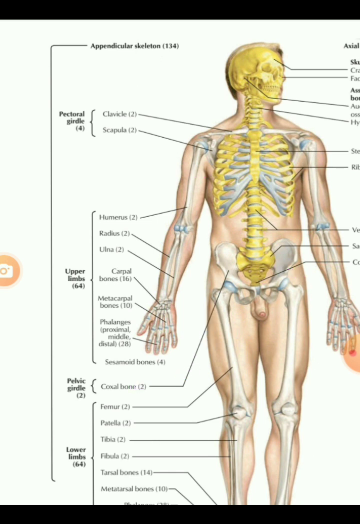Okay, so let's start with the upper limb bones. In the upper limb we are having one humerus on the right side, one on the left side. This is how we have two humerus, and radius and ulna on both sides, so two each. So this is the radius on the right side and left side, and we are having the ulna on the right side and the ulna on the left side. Then we are having the carpal bones. Here it is written 16. How is it 16? Because in the whole wrist we are having 8 carpal bones on the right side and 8 carpal bones on the left side.